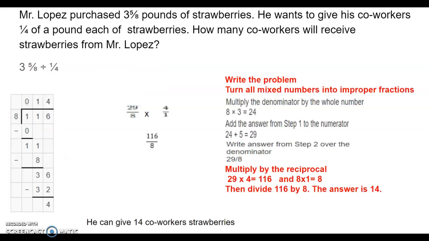Our next step is the verbal description. In the verbal description, I'm going to write the problem. I'm explaining that I'm writing the problem, turning all mixed numbers into improper fractions, multiply the denominator by the whole number, and add the answer to the numerator. Write an answer for step 2 over the denominator. After that, I'm going to multiply by the reciprocal, 29 times 4, which is 116, and 8 times 1, which is 8. Then divide 116 by 8. The answer is 14. So here, I've done my math sentence and my verbal description.